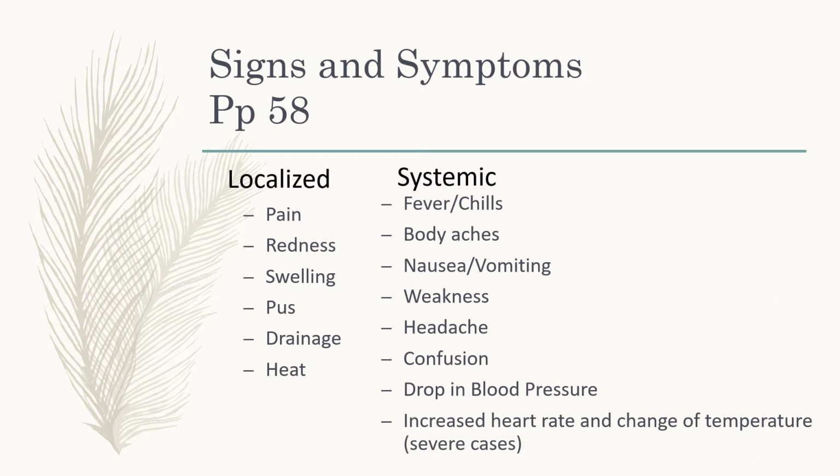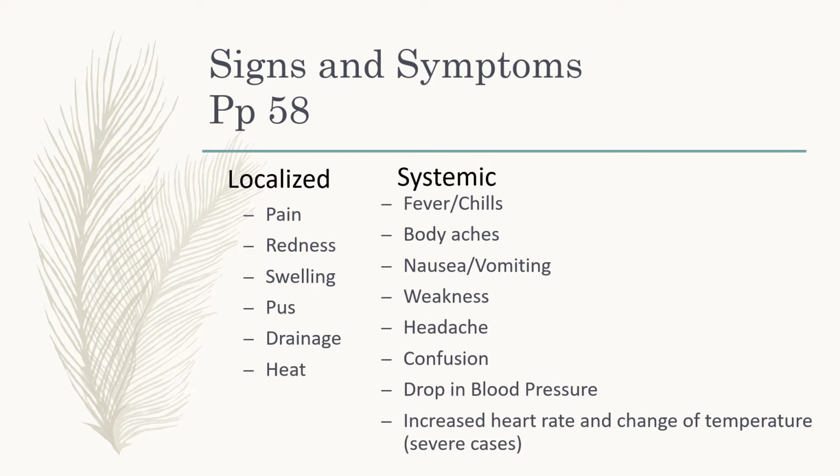So signs and symptoms of the two to help you differentiate. A localized infection will have pain, redness, swelling, pus, drainage, or heat. A systemic infection, the patient will have fever and chills. They might have body aches, nausea and vomiting, weakness, headache, confusion, a drop in their blood pressure. And we're not talking about a little bit of a drop. We're talking about a major change. Increase in heart rate and change of temperature in severe cases.